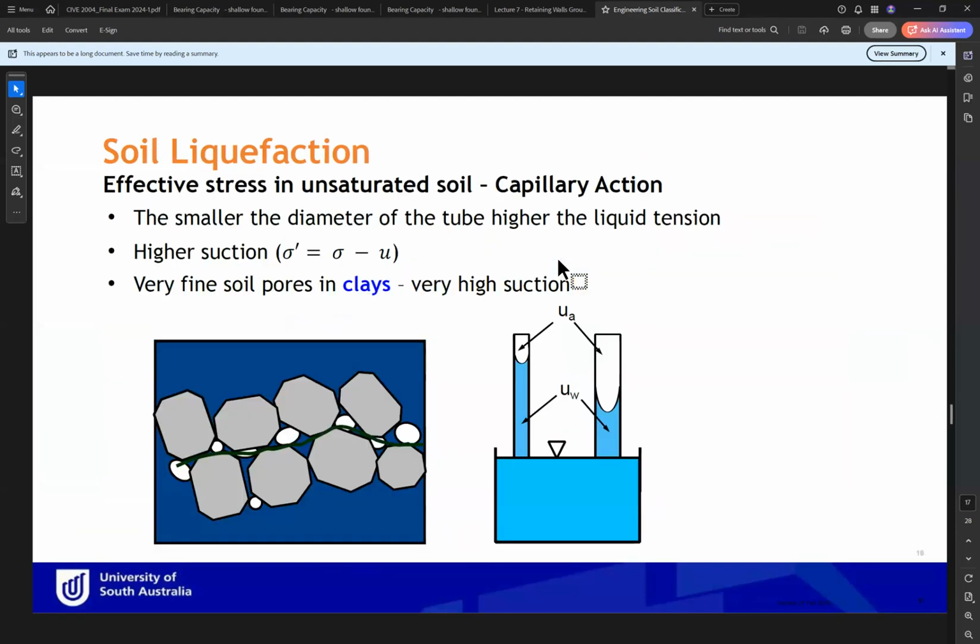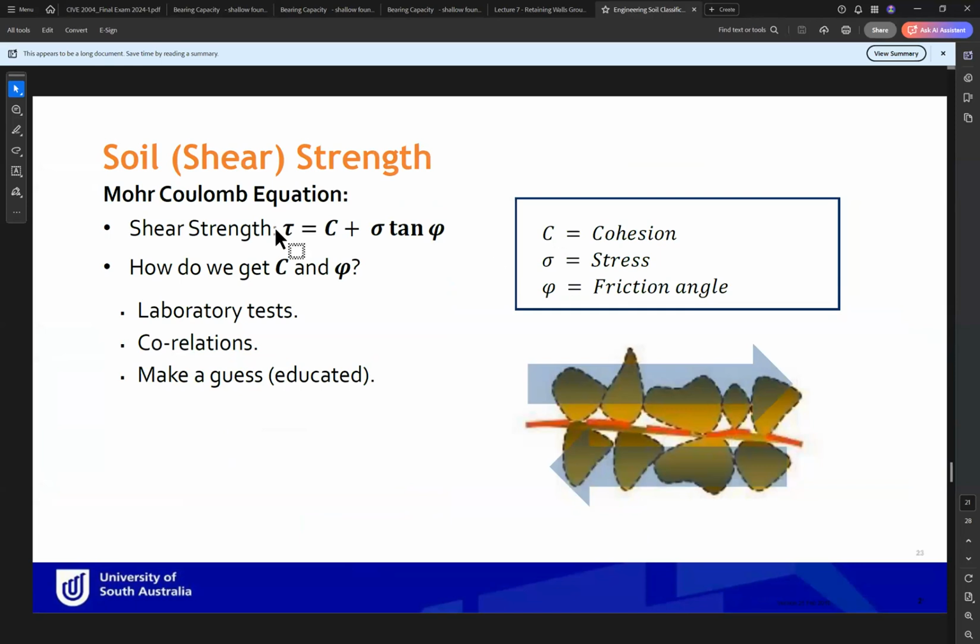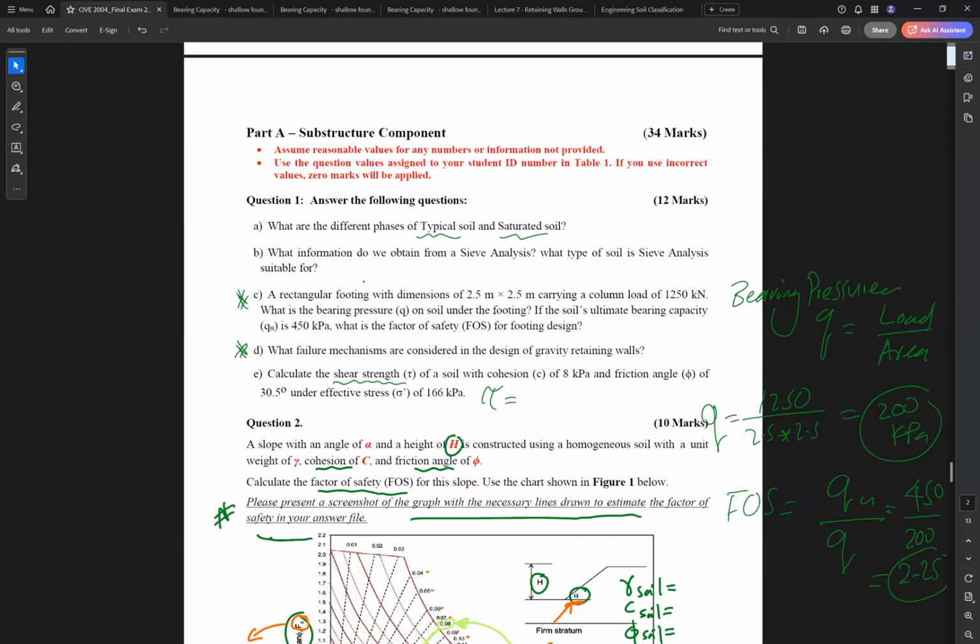We already solved this one in week 12 as well. So this is the formula. We have solved this one in the week 12 lecture. So tau equals C plus sigma tan phi. So it is a straightforward one. This question is just to give you marks. So sigma is 166, phi is 30.2, C is 8, so you can get tau.